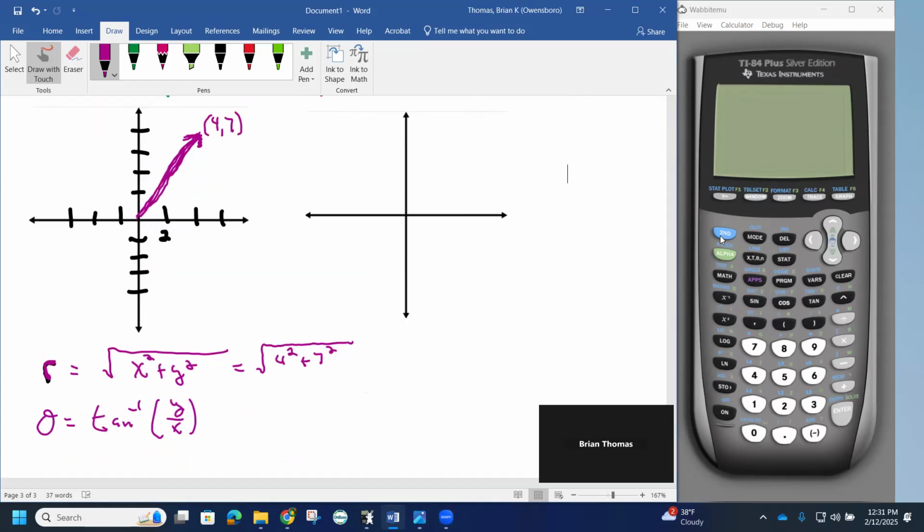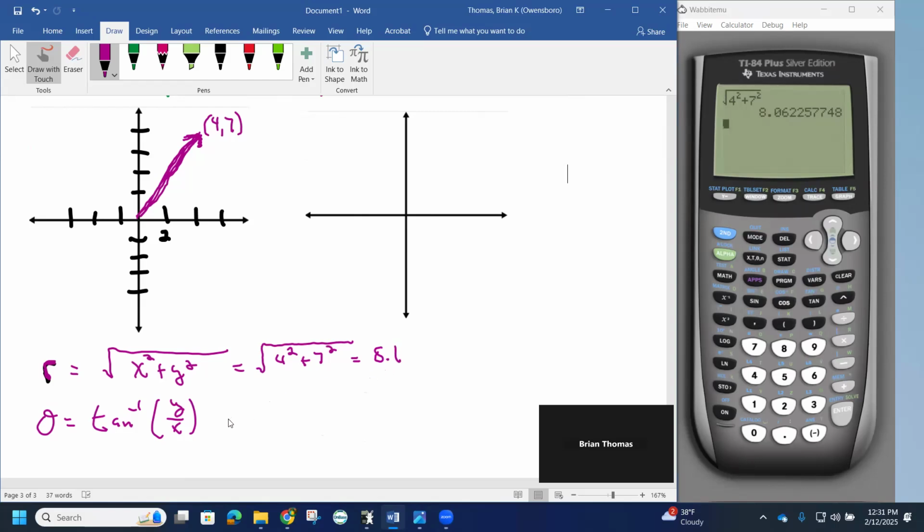So we have the square root of 4 squared plus 7 squared. That'll give us our magnitude or our radius, if you will. So it's going to be about 8.1. So 8.1 is going to be our magnitude.